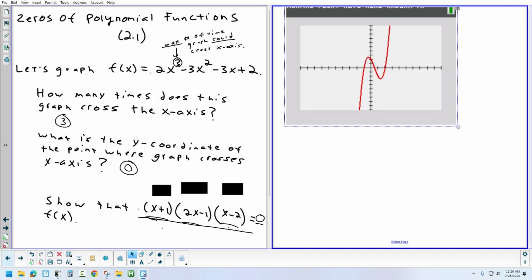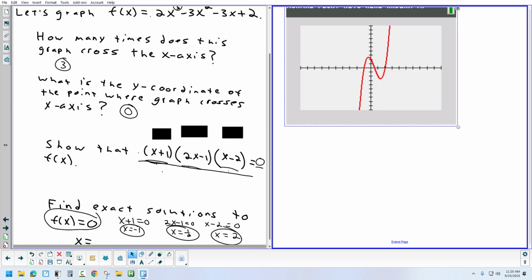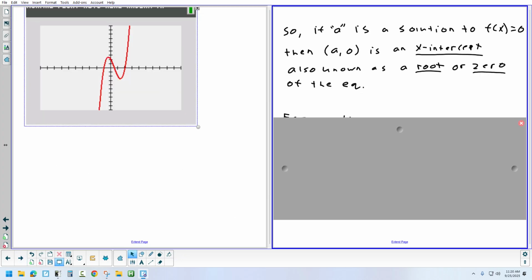So in the problem we just did, we got 3 different numbers. Those 3 numbers that we just got are called the roots or the zeros of the equation. They're the numbers that you can plug in for x, and you'll get 0 for the answer when you do that.